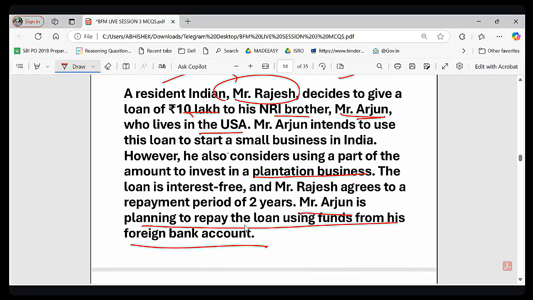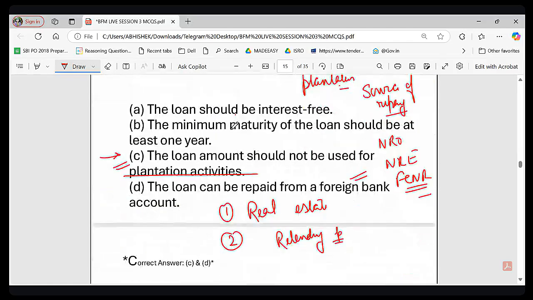Right. So since he is repaying the loan using funds from a foreign bank account, which is not allowed under the RBI rule. As per the RBI, the repayment of such a loan must come from either his NRO, NRE, or an FCNR account. Suppose Mr. Arjun has NRO, NRE, FCNR accounts, so funds must come from either of these accounts or from inward remittance from abroad. But he is using his foreign bank account, right? That's why this condition violates the RBI regulation. That's why option D is not correct.